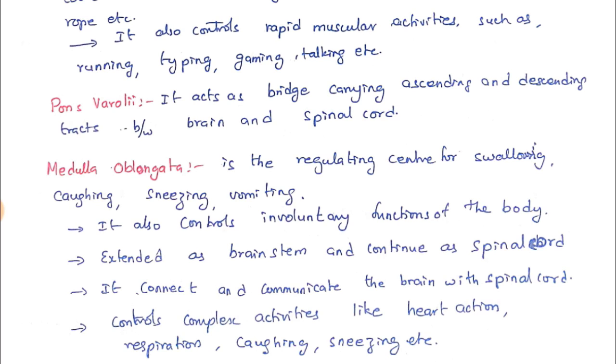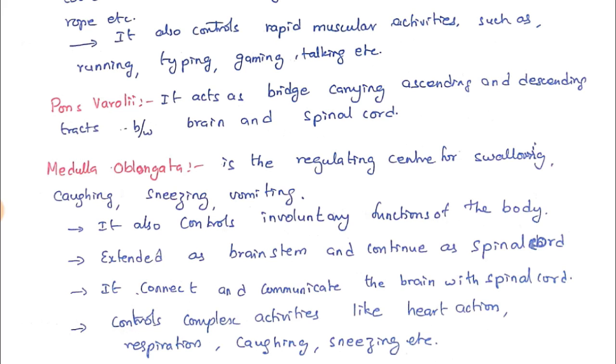The coughing, the sneezing, and vomiting, you can't control vomiting. You can't stress yourself to vomit, or if vomiting is happening, you can't stop that. It is controlled by the medulla oblongata, friends. It also controls involuntary functions of the body, as I have said. It is extended as the brain stem and continues as the spinal cord.